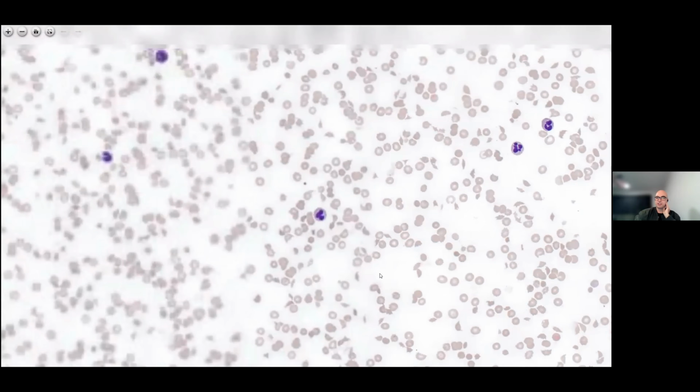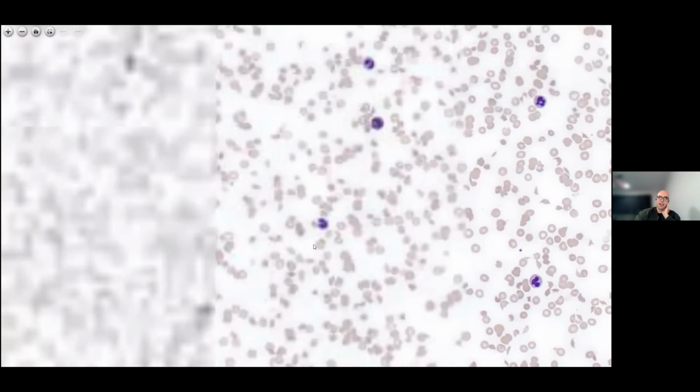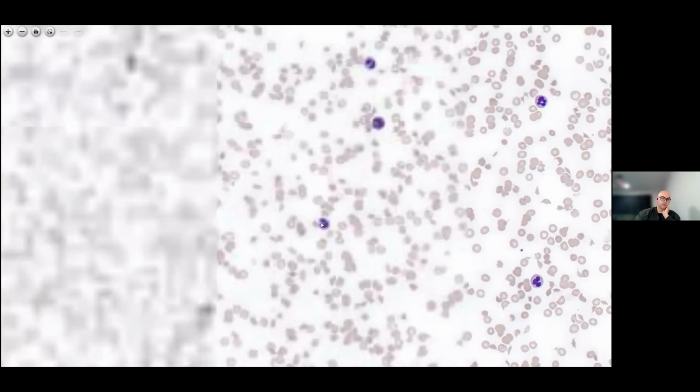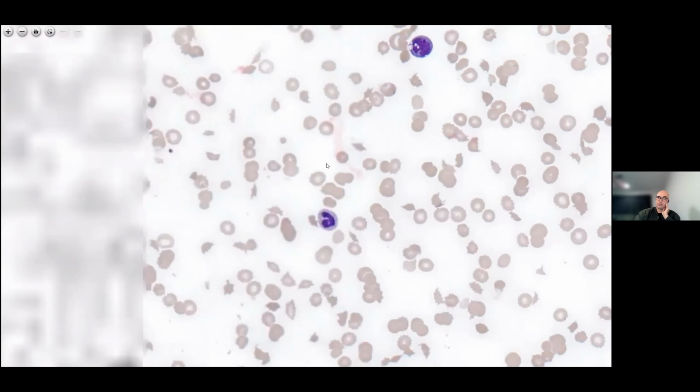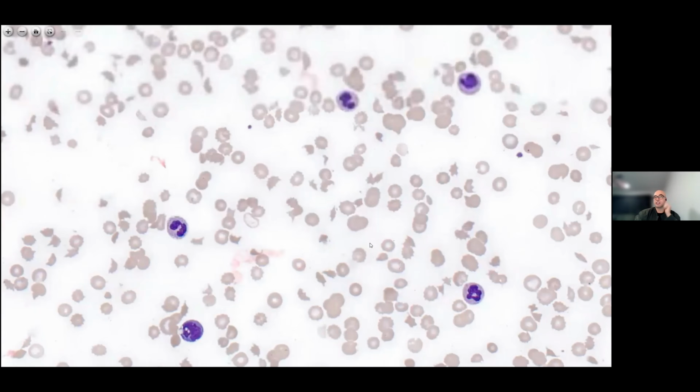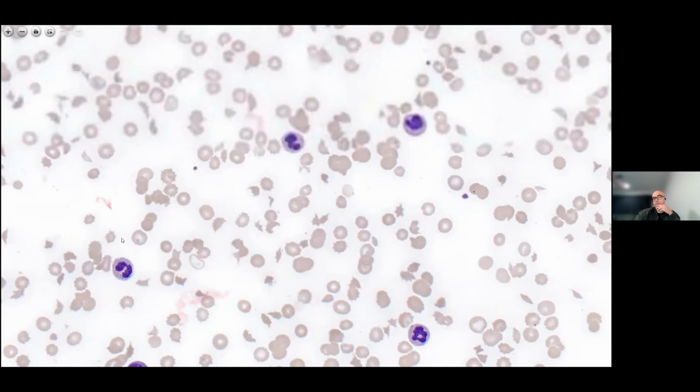Now, there's not too many lymphocytes that we've seen, but the ones that I have seen have been well differentiated. There's been a couple of lymphocytes with a bit more abundant cytoplasm, and a couple of small mature lymphocytes. So I haven't seen much reactive process in lymphocytes.